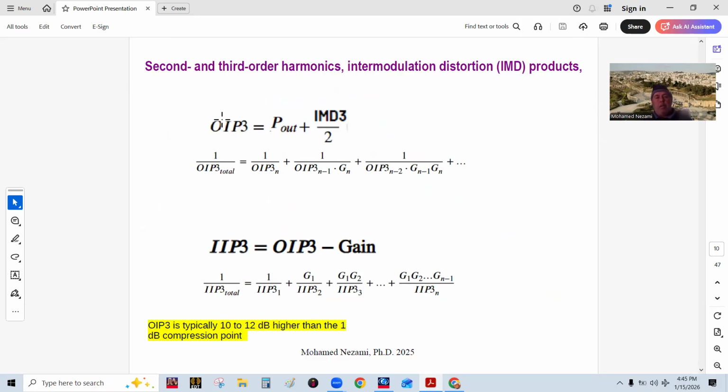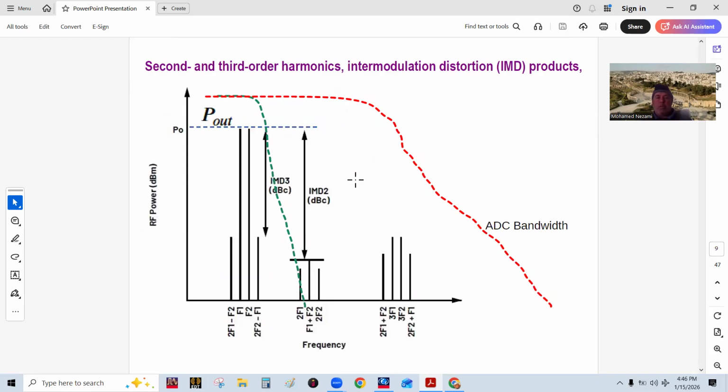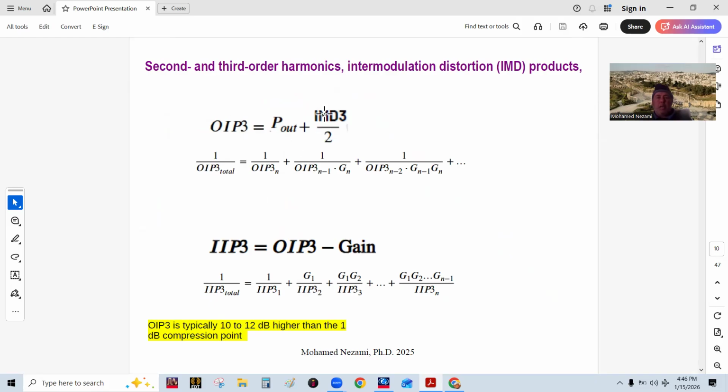If we are given this here in the specification sheet, for a certain output power, we can find out what the third order intermodulation level is. That's these guys. So you could come in here and say, I want this to be 70 dB. So 70 divided by 2, that's 35 dB. So add that on top of the output. That should be your output intercept point, third order.